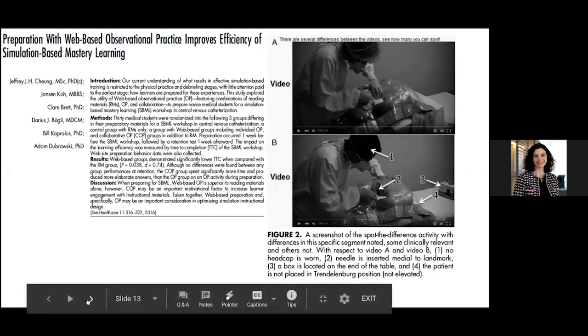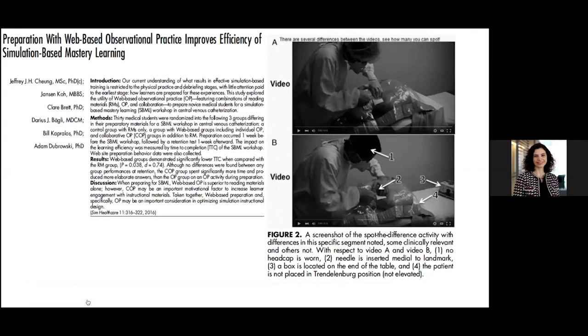And they showed that that was superior in preparing learners for simulation training, and you could argue that would be the same for preparing for clinical learning. And the interesting thing was that when you used a mastery learning approach, where you wanted them to get to a certain level of proficiency in performing a particular skill, those that had this kind of observational learning got there much faster, which was a much more efficient use of simulation and non-simulation resources. Next slide.